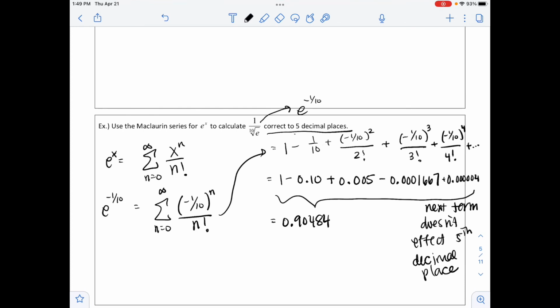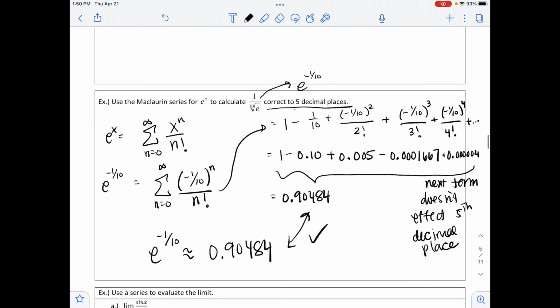And so a little note, you can actually evaluate with your calculator e to the negative 1/10 power. And substituting this in on your calculator and writing out 5 decimal places, we get 0.90484. And so that does check. So this was a good approximation for the function 1 over the 10th root of e.